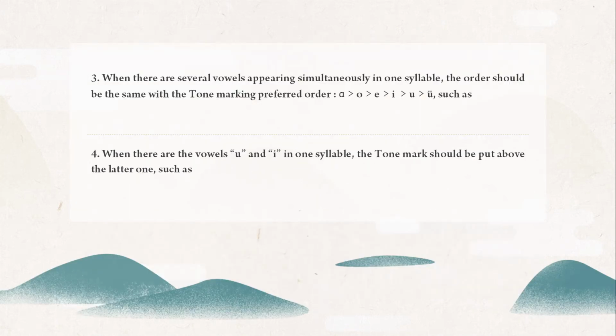Rule 3. When there are several vowels appearing simultaneously in one syllable, the order should be the same as the tone marking preferred order: a, o, e, i, u, ü, such as 标, 楼, 略, 杯, 别.